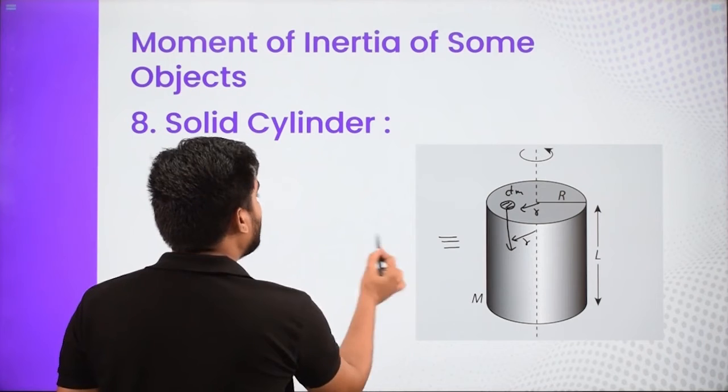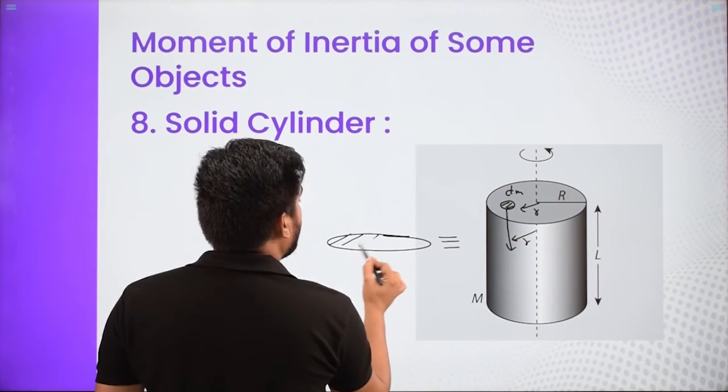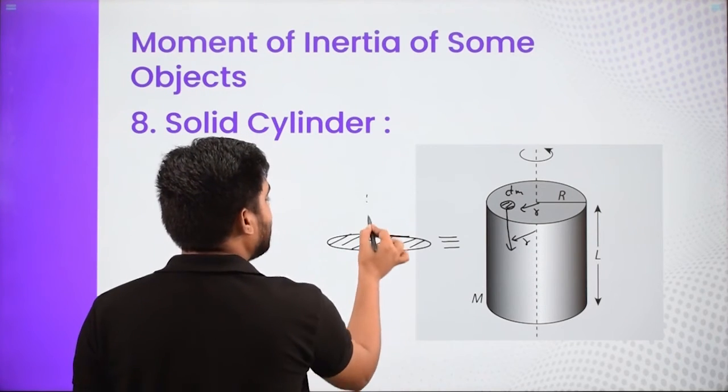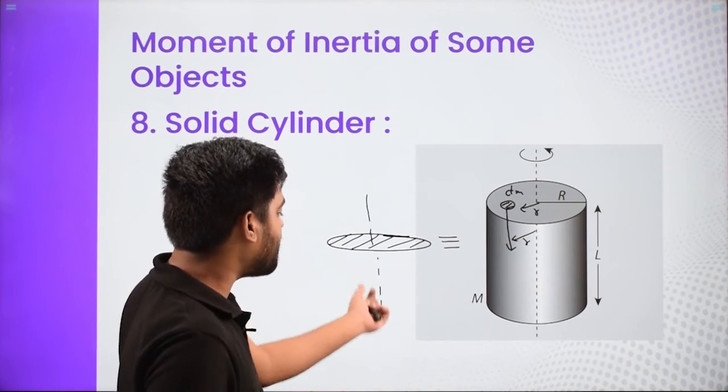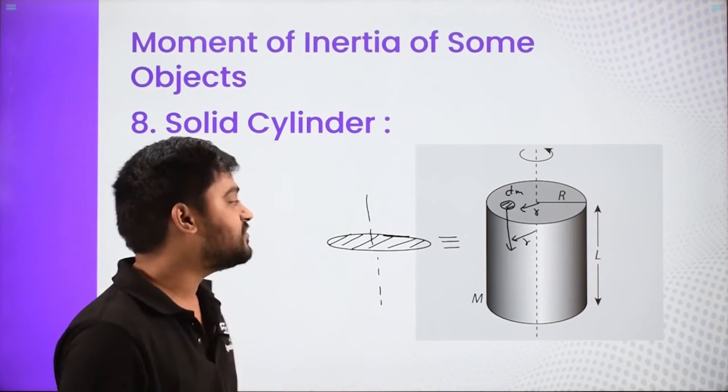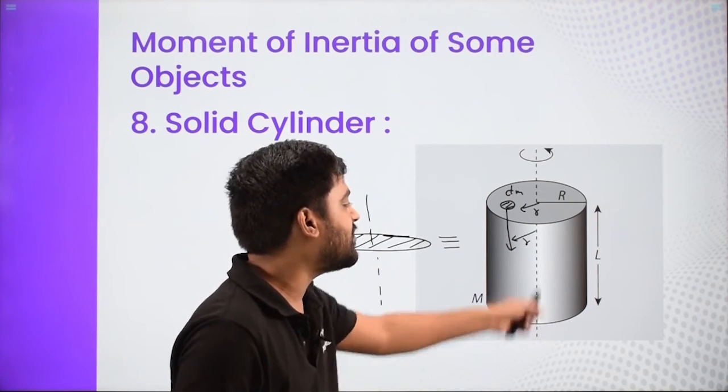So eventually what will it become? It will become a disc of the same radius and same mass, and we are talking about this axis. So whatever is the moment of inertia of the disc about this axis is the same as the moment of inertia of this solid cylinder about this axis.